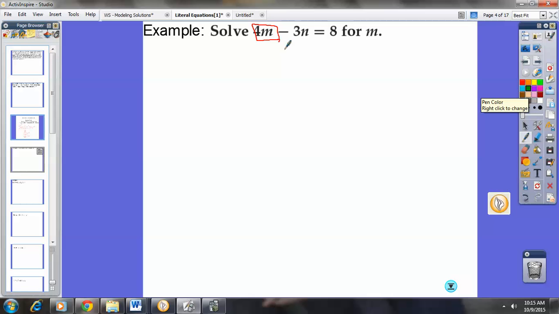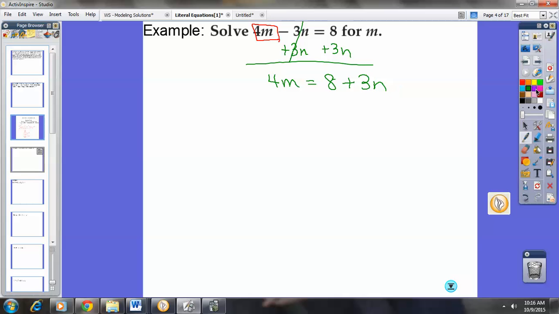Add 3n. Can't just add the 3. We have to take the entire term all together. We're going to add 3n to the other side. All right, so we're left with 4m equals 8 plus 3n. And it really doesn't matter. You could have said 3n plus 8. That's the same as 8 plus 3n, isn't it? That's that commutative property. Doesn't matter what order you add them in.